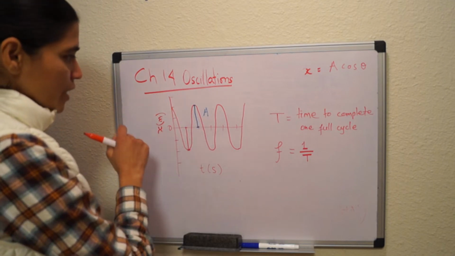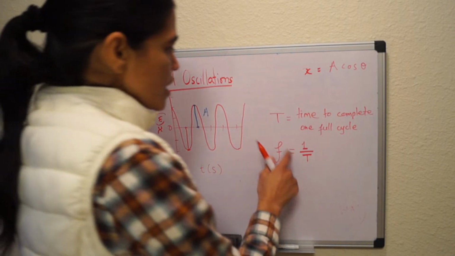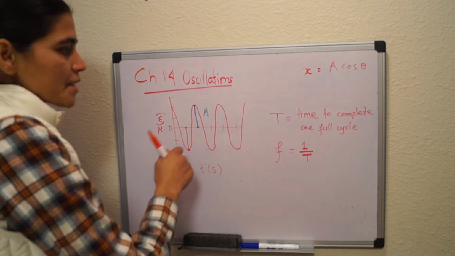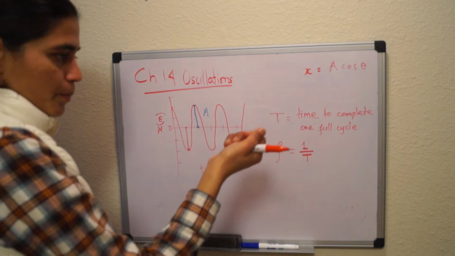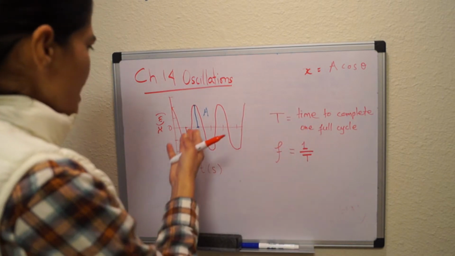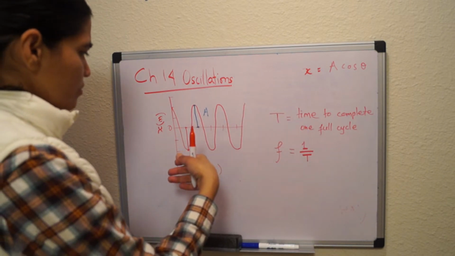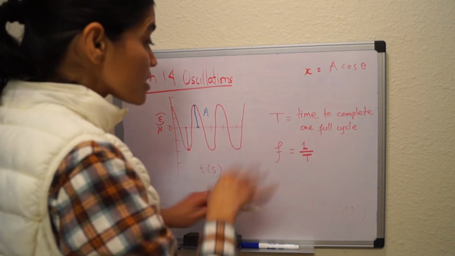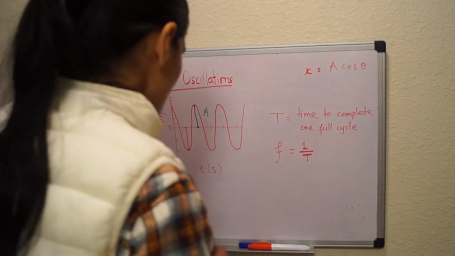One cycle here, okay? So the frequency is the number of complete full cycles per unit time. So how many cycles do you think we have here? We have many here, but let's try an example and practice this.